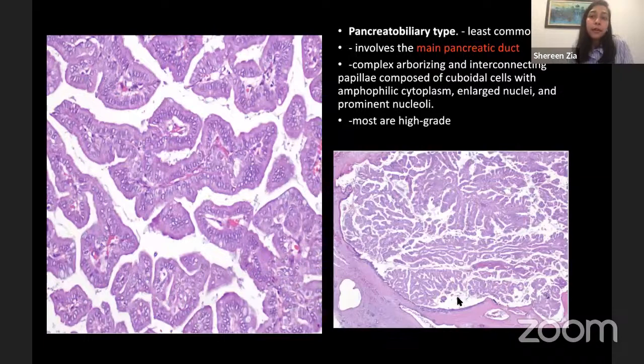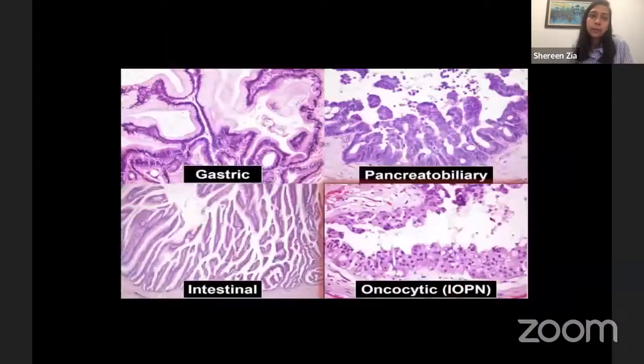Then pancreatobiliary type IPMN usually involves the main pancreatic duct. And as you can appreciate, they're more complex, with more interconnecting papillae over here, which are composed of cuboidal cells with amphophilic cytoplasm, enlarged nuclei, and they can have prominent nucleoli. So they are usually regarded as high-grade lesions.